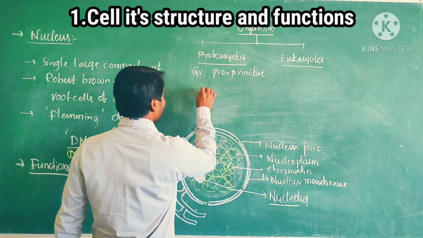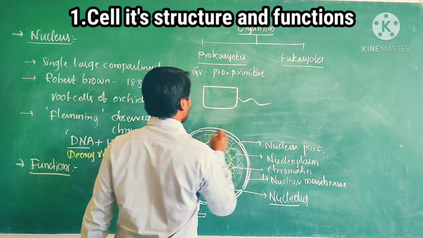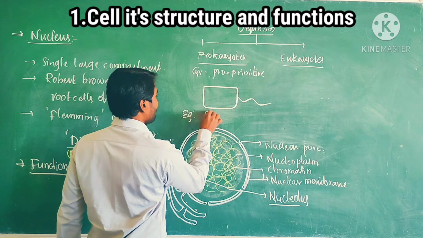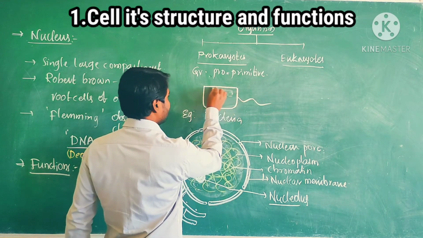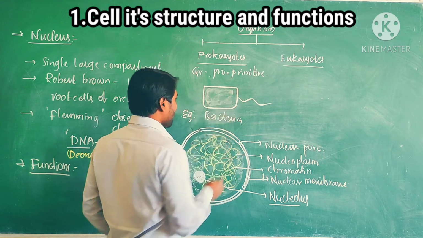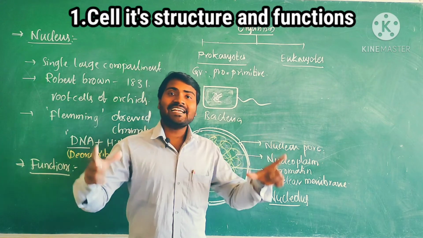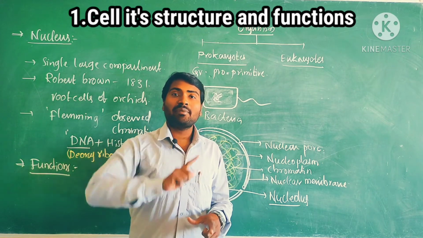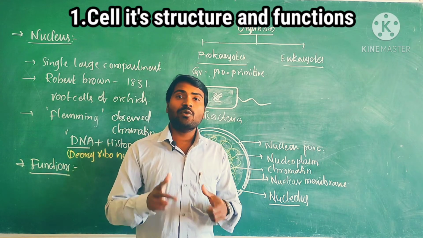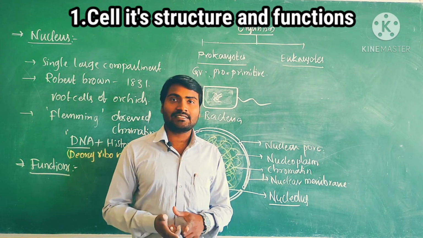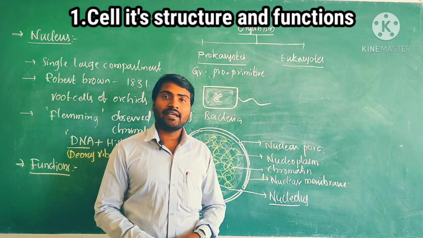If you see an example, bacteria, it is a bacterial cell. Write the example: bacteria. In bacteria, cytoplasm is present, but the nucleus is nothing but genetic material. A free genetic material is present without a membrane. So there is no nuclear membrane here. Such a type of nucleus is called a primitive nucleus, and such organisms are called prokaryotes. Example: bacteria.